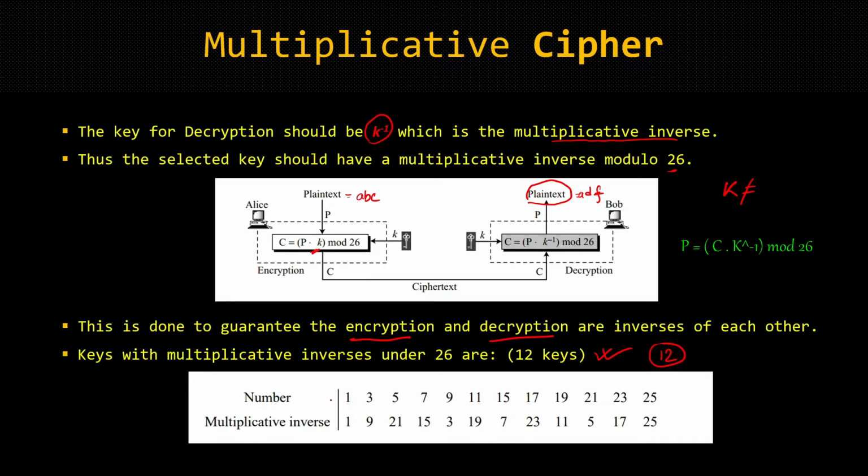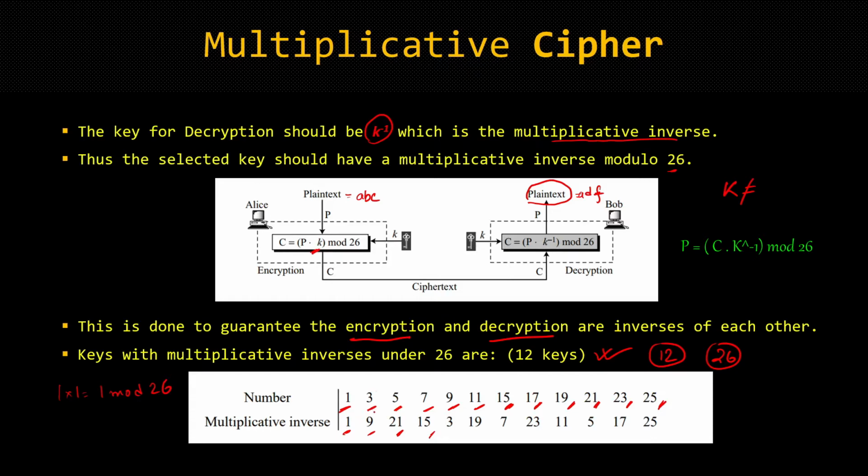So what are those keys? The keys are 1, 3, 5, 7, 9, 11, 15, 17, 19, 21, 23, 25. Under 26, these are the keys that have multiplicative inverses, and the multiplicative inverses are 1, 9, 21, 15. So for 1 it is 1, right? Because if you multiply 1 with 1, you will get 1 mod 26. It will give you 1, right?